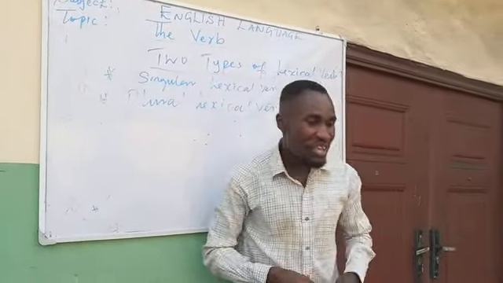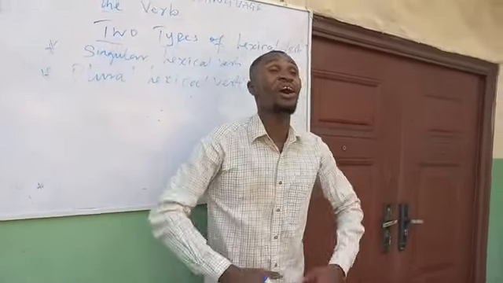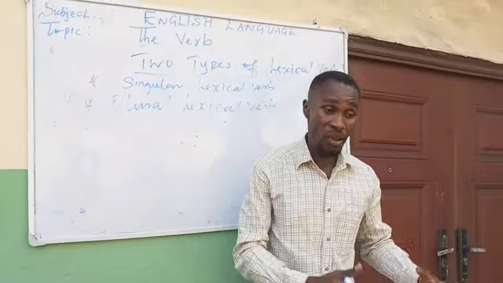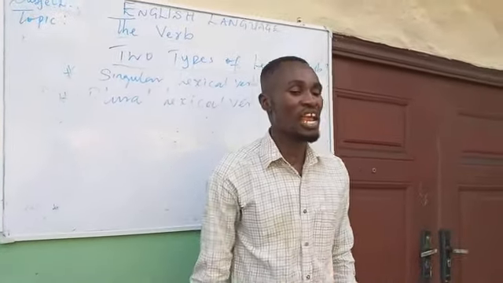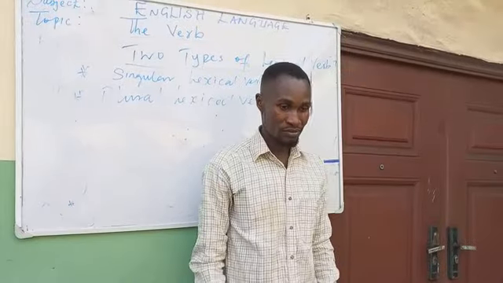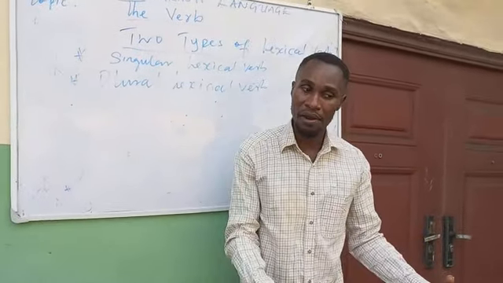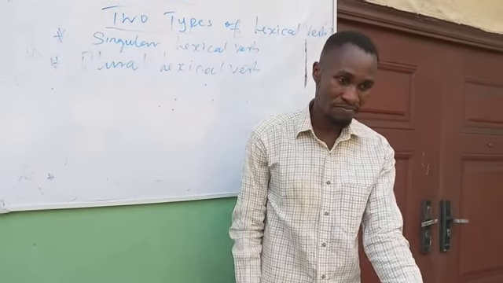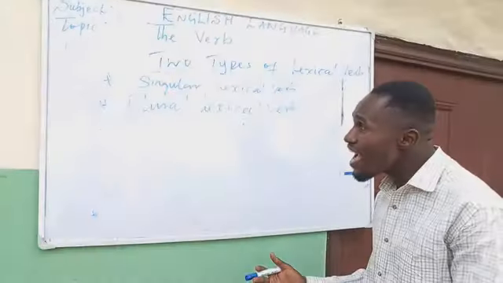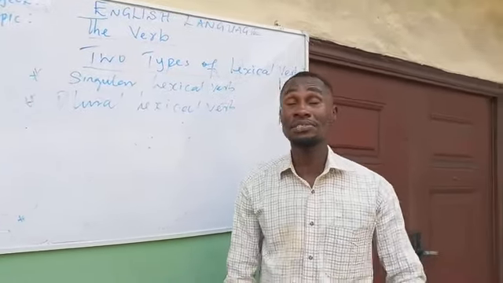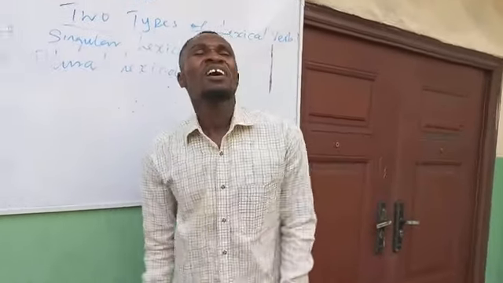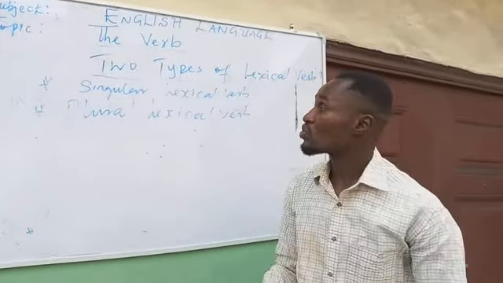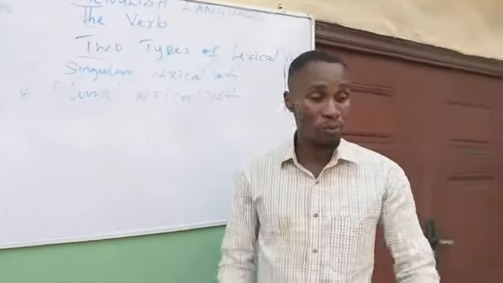Now we only know that nouns have singular and plural, but we don't know that verbs also have singular and plural. Now verbs also have singular and plural forms. Not only nouns. So for the noun, we have singular noun and what? Plural noun. Now, for the verb, we also have a singular verb and a plural verb. So let's talk about a singular lexical verb and a plural lexical verb.